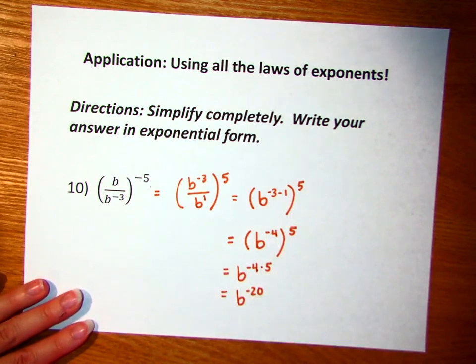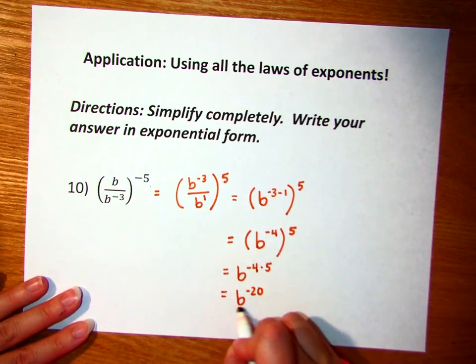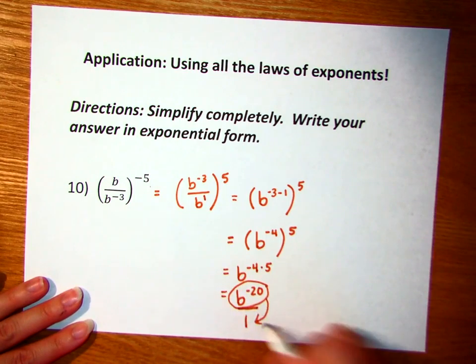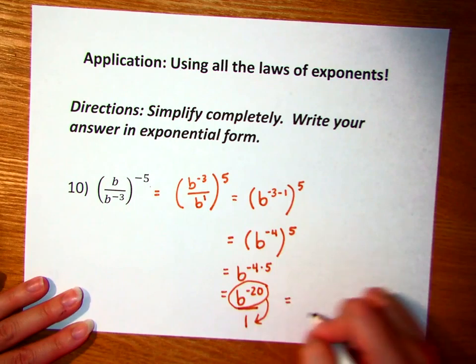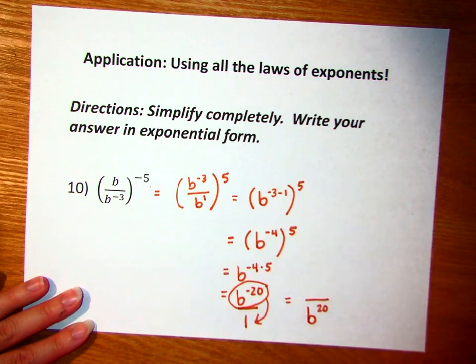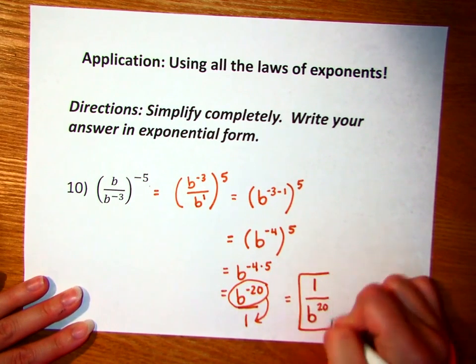You can't have a negative exponent. So remember, it's like saying this is over 1, so we're going to move that base and the exponent to the denominator. So we're going to move it to the bottom. That exponent becomes opposite in value, so b to the 20th. And what goes on the top is a placeholder. You can't have nothing up there. We need a 1 on top. And that would be our final answer.